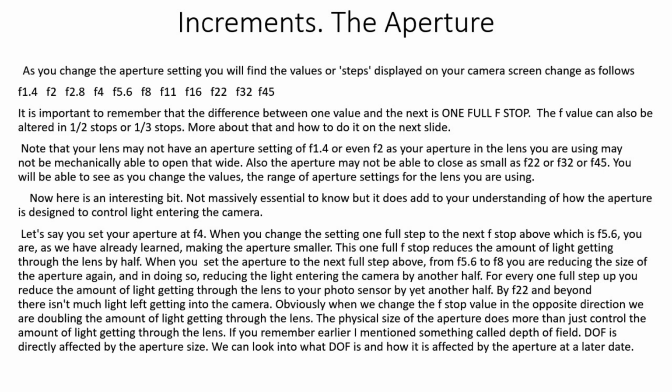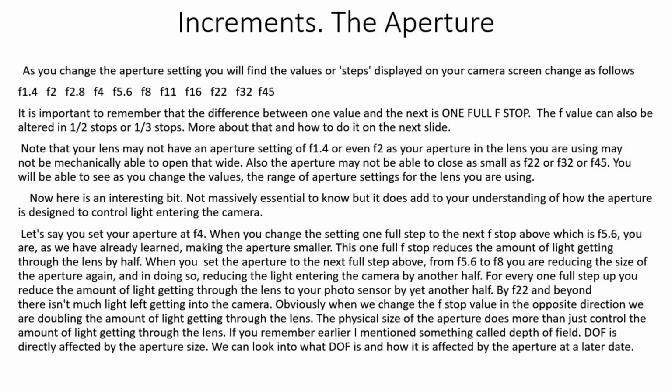Not massively essential to know, but it does add to your understanding of how the aperture is designed to control light entering the camera. Let's say you set your aperture at f4. When you change the setting one full step to the next f-stop above, which is f5.6, you are, as we have already learned, making the aperture smaller. This one full f-stop reduces the amount of light getting through the lens by half.